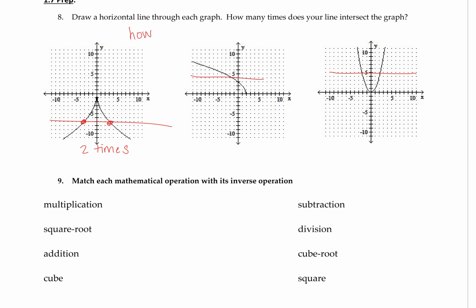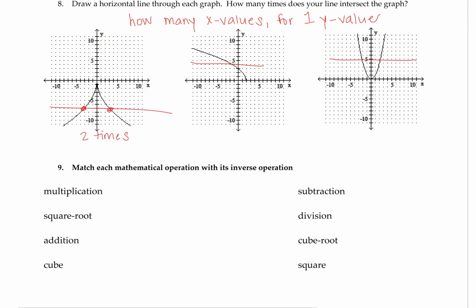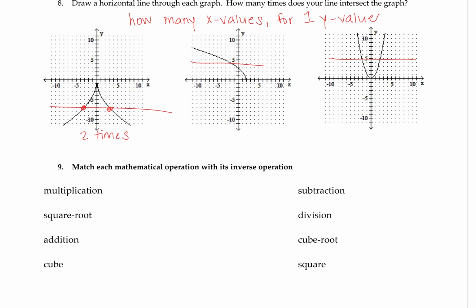This determines how many x values you will have for one y value. Okay, so this hits 2 times, so more than likely you're going to have 2 solutions on your graph. For our second graph, it only hits 1 time, meaning there will only be 1 x value per y value. And then this one hits 2 times, meaning you're going to get 2 x values for 1 y value.